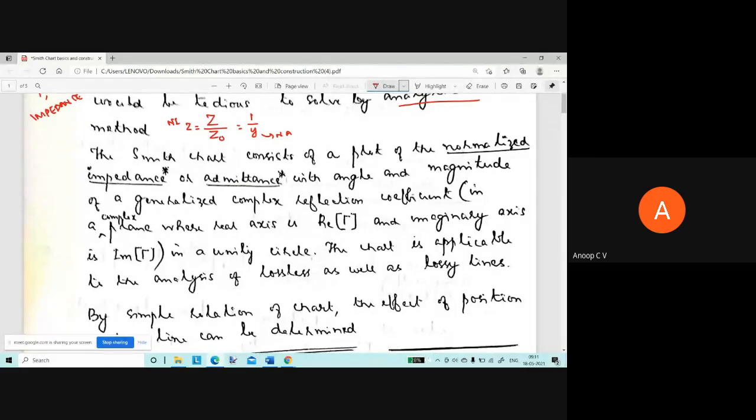So we'll be using it in both ways, right? I'll tell that later. So the Smith chart consists of a plot of the normalized impedance or admittance with angle and magnitude of the generalized complex reflection coefficient, right?